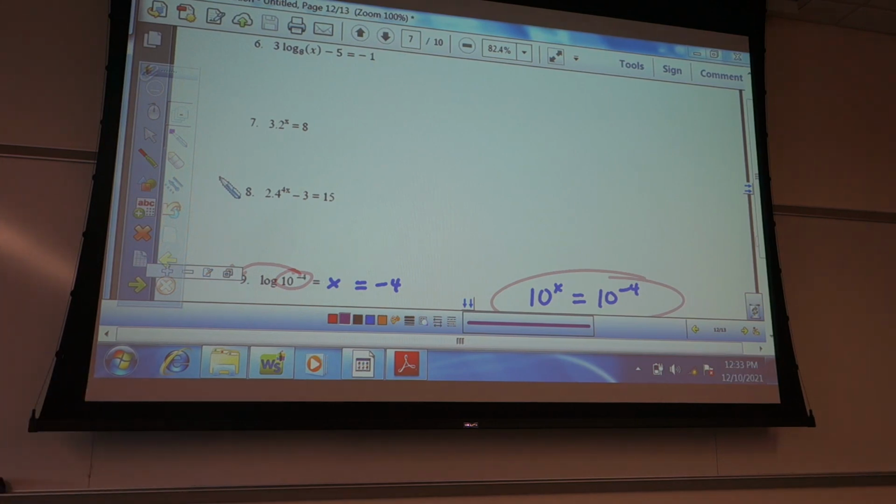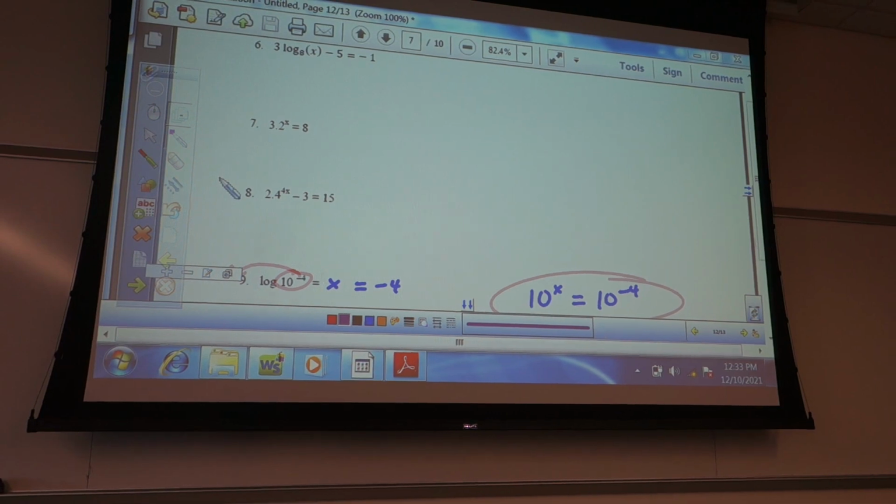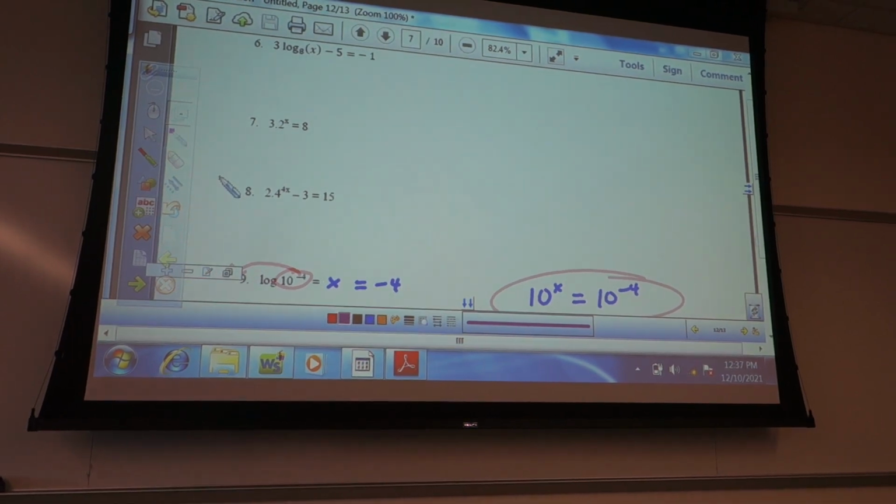So in general, you want to solve the logs in this one by changing them to exponentials, and in general you want to solve the exponentials by changing to logs. Okay, so let's take a look at what we've got here. So first we are adding 5 to both sides.